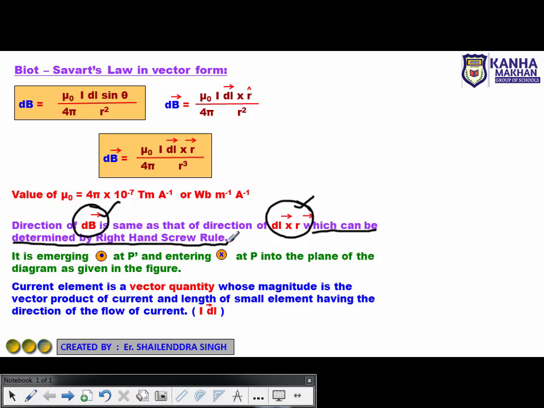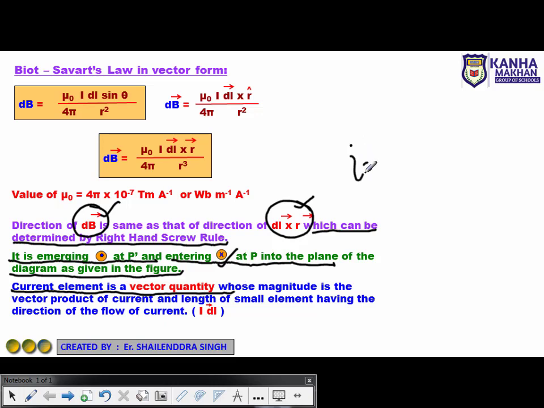And you know very well, I introduced this to you. What is the direction of the magnetic field? Emerging, coming out, at the point P dash which we took earlier, is like a dot, and entering, going inside, at the point P, it will be given like a cross. So you know very well, it will be the symbol for the magnetic field, showing the magnetic field at that particular place. And current element is a vector quantity, which I told you about.